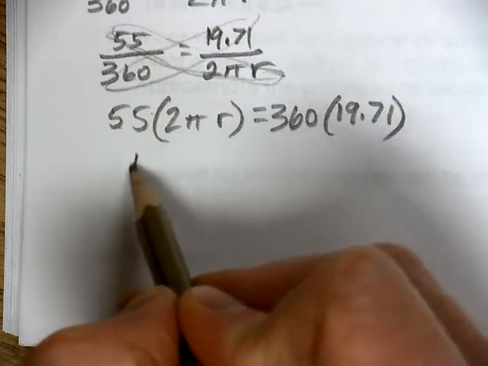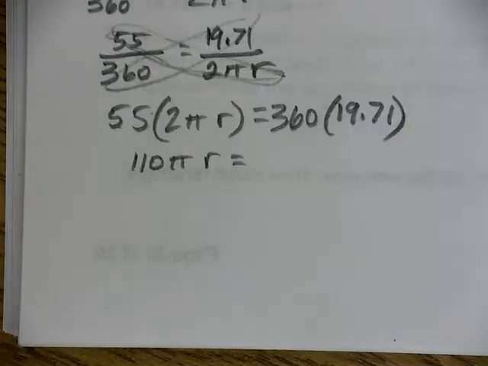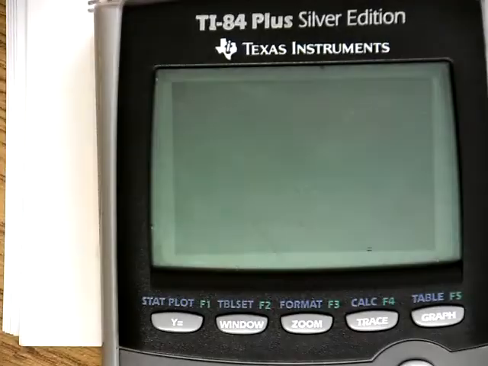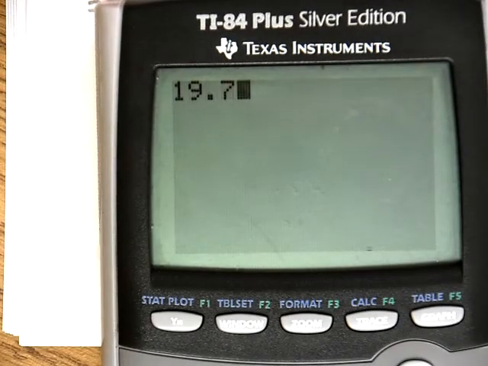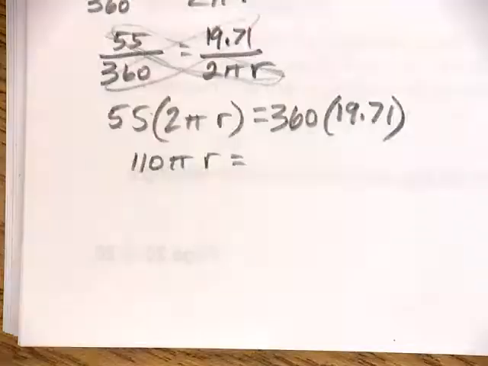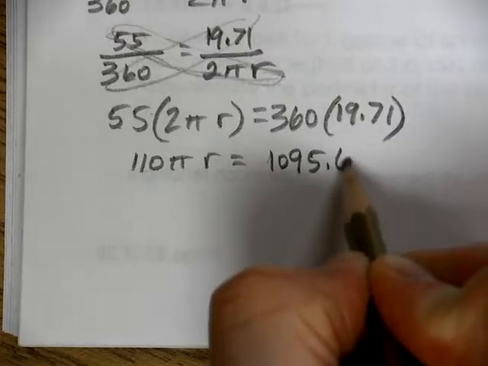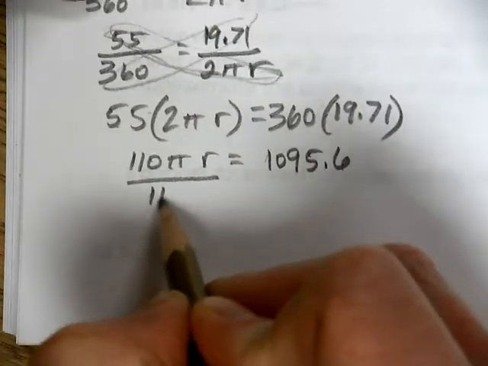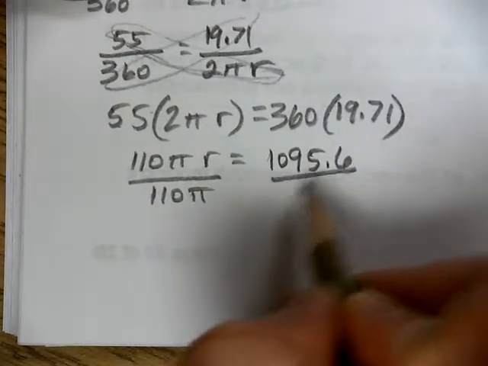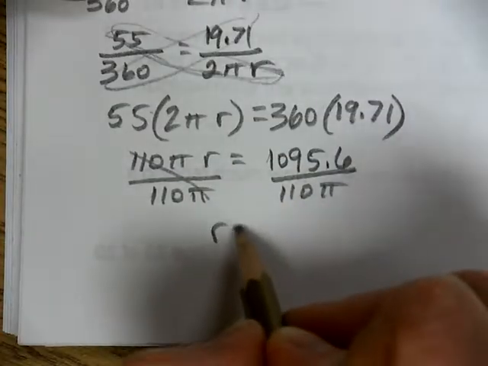So this here is going to be 110 pi times r, and this is 1971 times 360, which is 1095.0.6. So we can divide by 110 pi. That crosses all of those out.